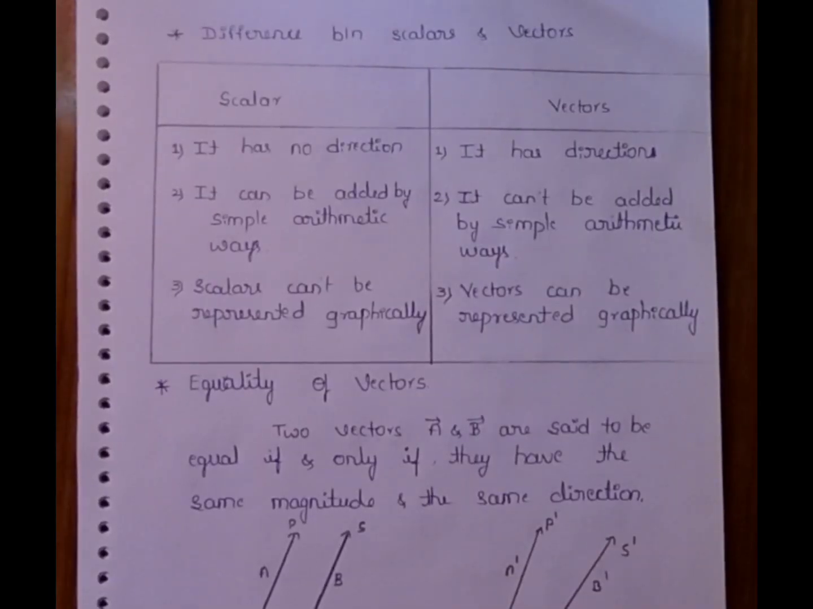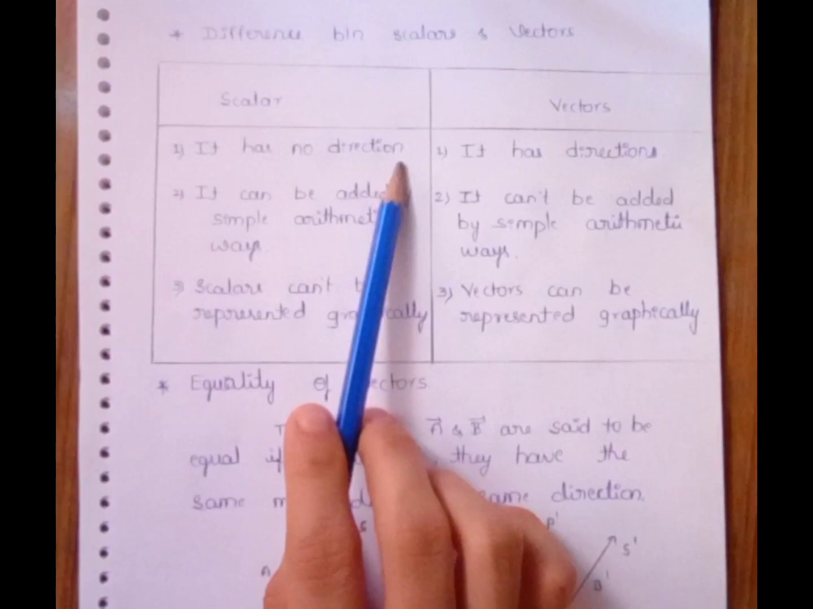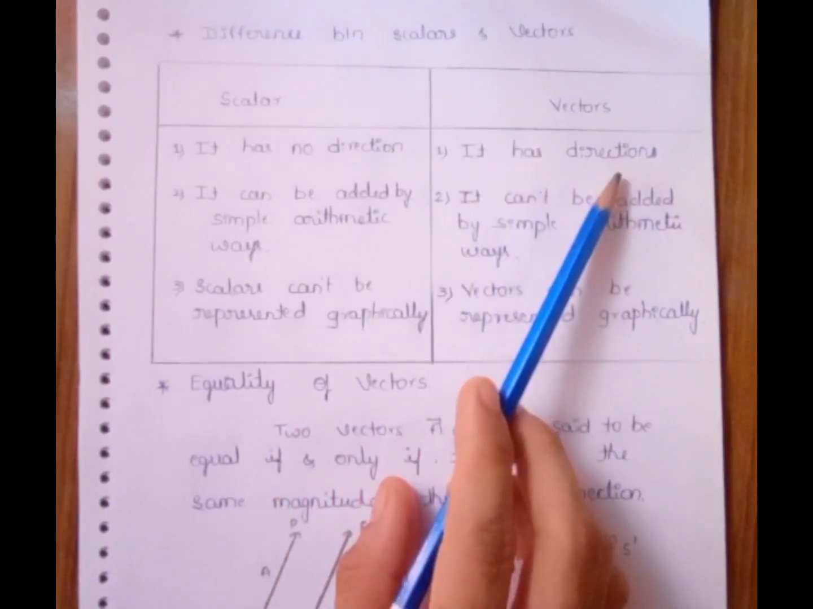First concept, it is scalars and vectors. We already know scalars means which has only magnitude but not directions. Vector means which has both magnitude and directions. Now we have to differentiate both the quantities. Scalars have no directions. In vectors, it has directions.